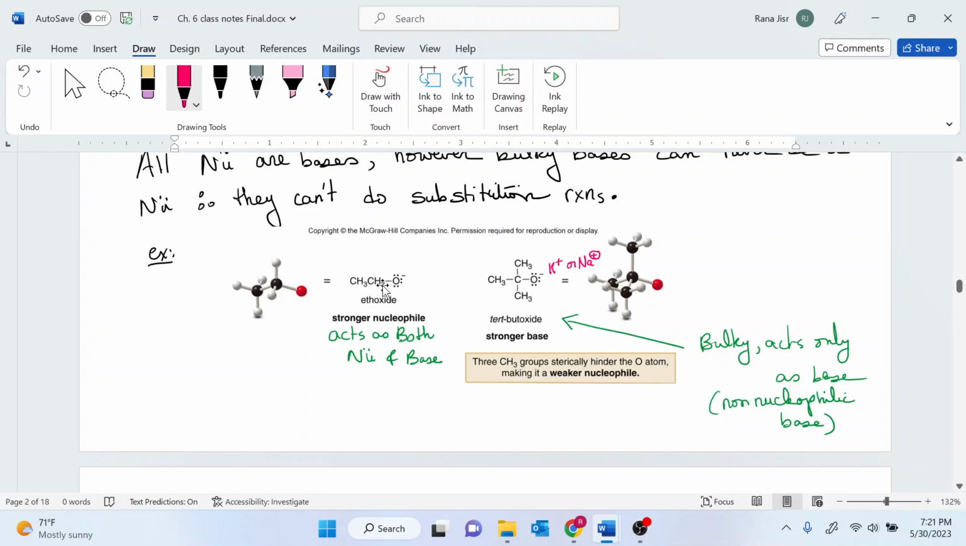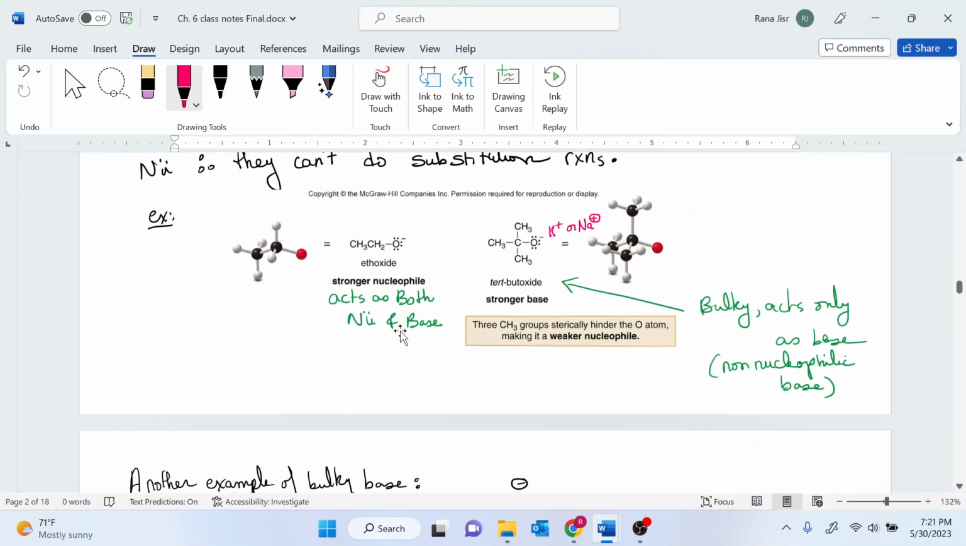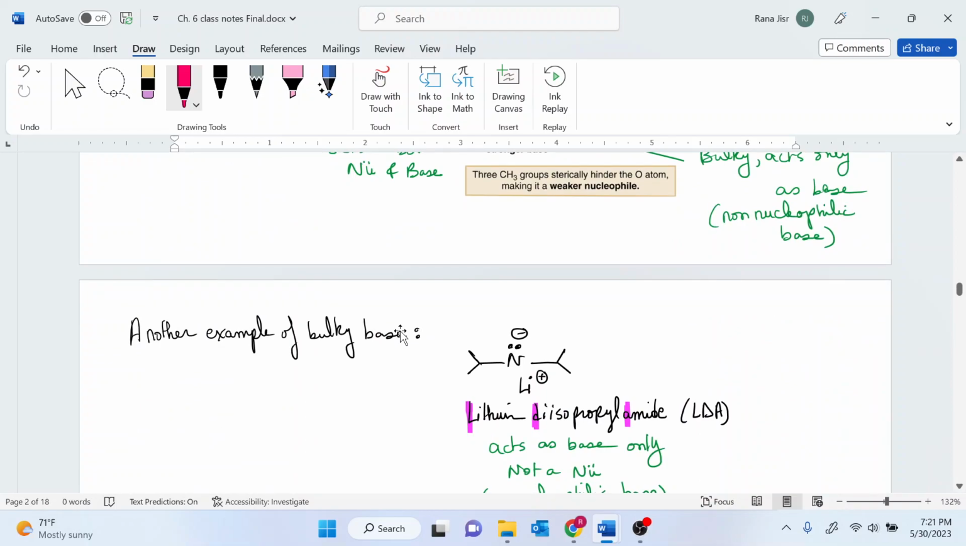because it is small. However, this one is bulky, and the role for the nucleophile is always to attack the carbon, the partial positive carbon. So you need your nucleophile to be small in size to undergo substitution reaction. It cannot be bulky. If it is bulky, then it will act as a base. And as we said, bases only take acidic hydrogens.